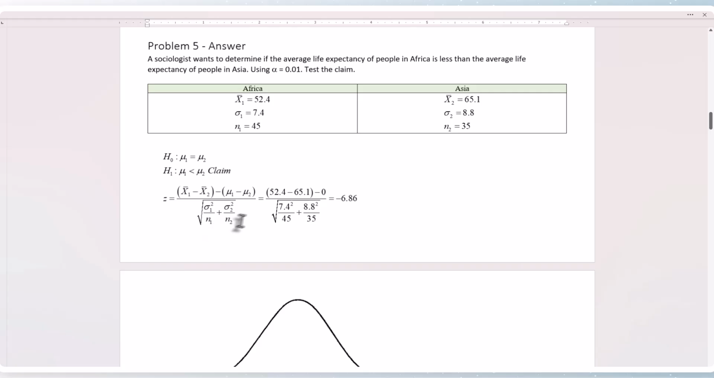So our formula to calculate the test point is the difference in the sample mean. So we take 52.4 minus 65.1 minus, now remember, when we have a difference in the population mean, since we're testing for H naught, we consider them to be equal. This is going to become 0. Sigma 1, 7.4 squared, N1 is 45, plus 8.8 squared over 35. When we calculate, we get negative 6.86. Let's verify this with the calculator.